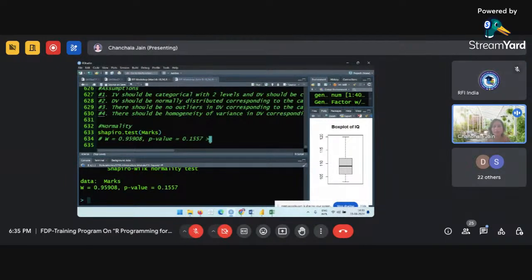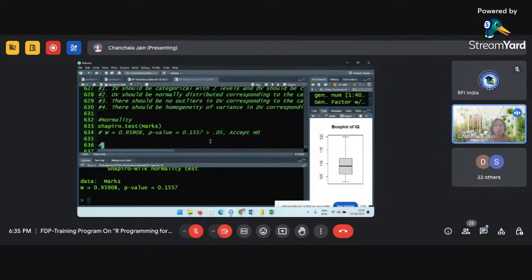It is quite clear that this value is greater than 0.05. That means we are going to accept the H0, and that way we can conclude that the variable marks is normally distributed. Further, I'll talk about checking outliers.